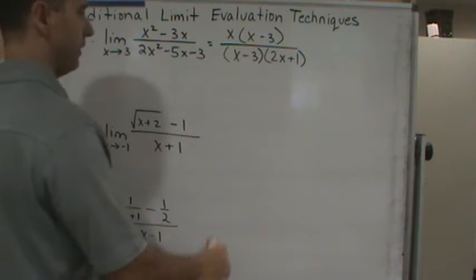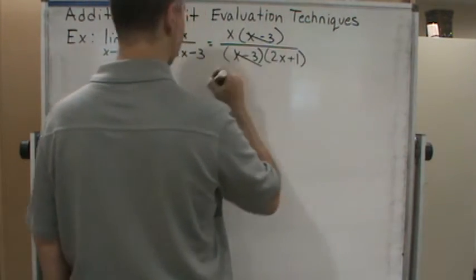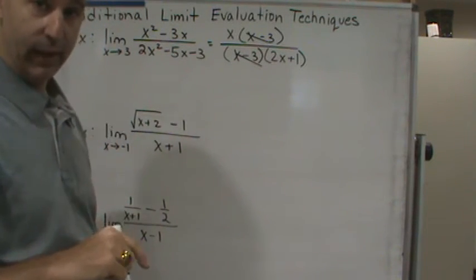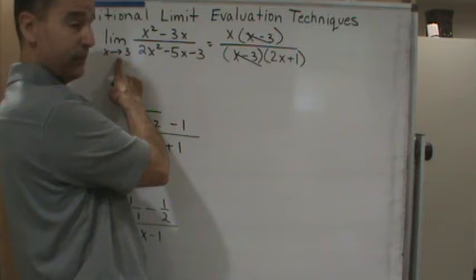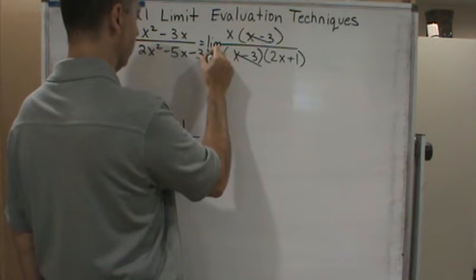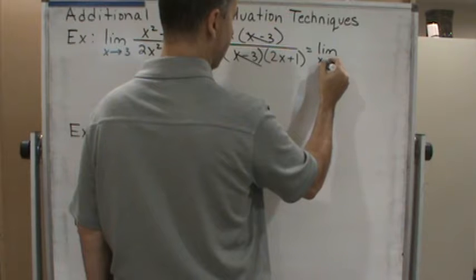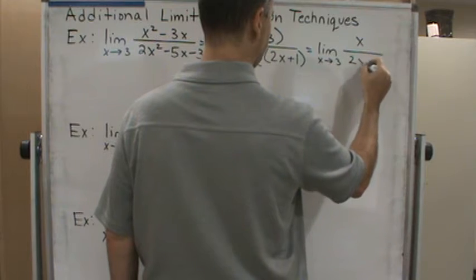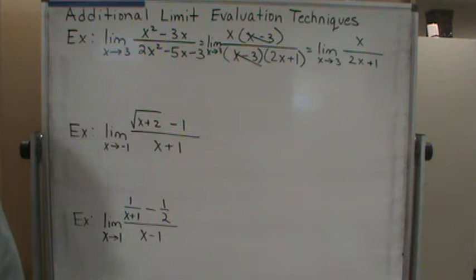Okay, so notice that we've got a common factor in the top and the bottom, so we're going to cancel those out. Oh, don't forget, I just made a mistake here. And this is a common mistake, especially when you get going and you get focused on what you're doing. Don't forget to take the limit with you, okay? Gotta take the limit with you. Then this would be equal to the limit as x approaches 3 of x over 2x plus 1.